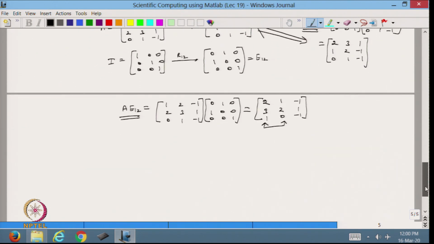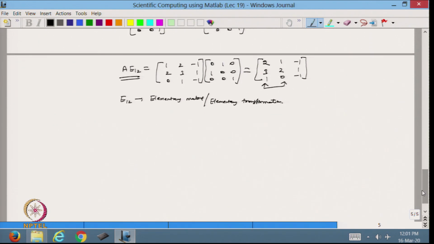So, that is called the post multiplying and the pre multiplying of the matrix with the elementary matrices. So, this E 1 2 we call it elementary matrix or elementary transformation, because in linear algebra we know that the linear transformation can be represented by the matrix. So, this is called the elementary transformation. So, this we can apply.